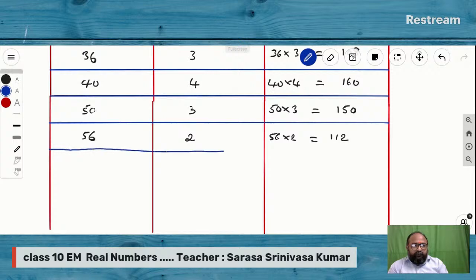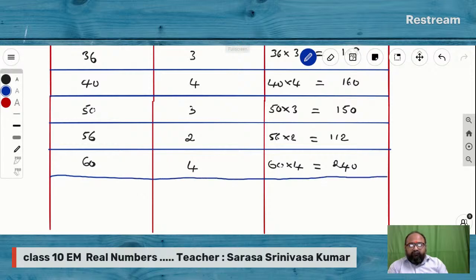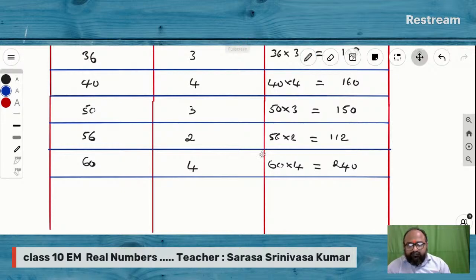Now we consider the marks 60. 60 marks are obtained by 4 students. So total marks are 60 multiplied by 4. This is equal to 240. Each student has got 60 marks. So there are 4 students. So total number of marks obtained by 4 students equal to 240 marks.